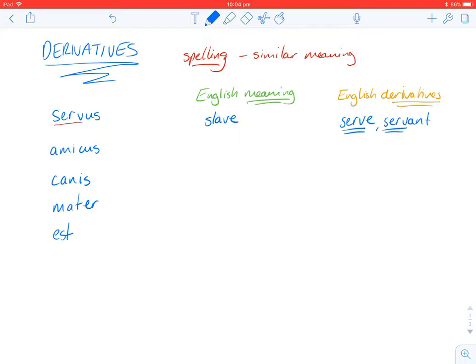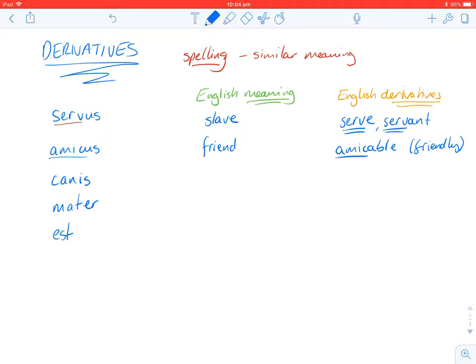Let's consider the word amicus. What does amicus mean? In English, it means friend. If we look at those letters A-M-I-C, we could get a word like amicable. Now, what does amicable mean? It basically means friendly. So you can see that there is a relationship to that word.